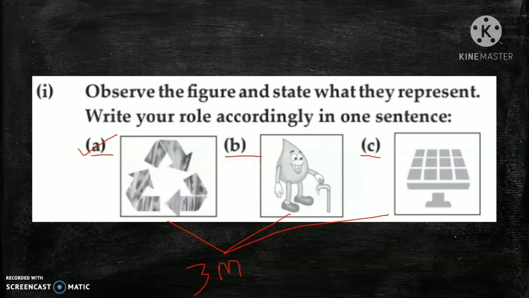Third point based on this, the sign indicates the solar panel. We can save energy by using solar panels. 3 points, you get 3 marks. So without wasting any time, let's move towards the second question.